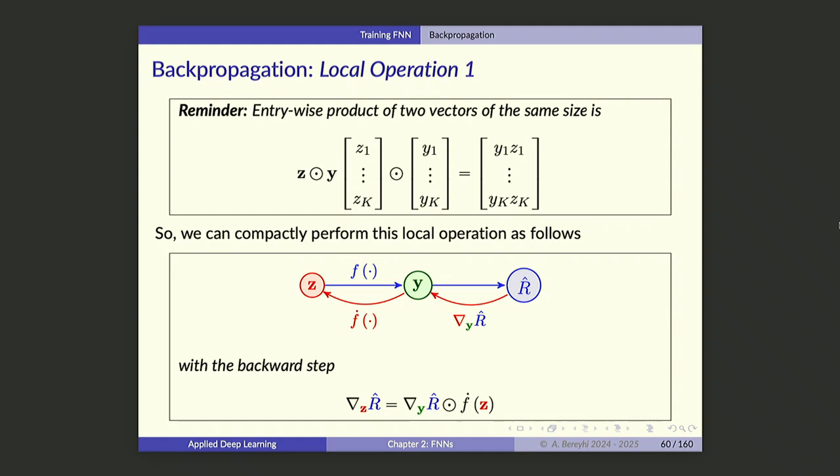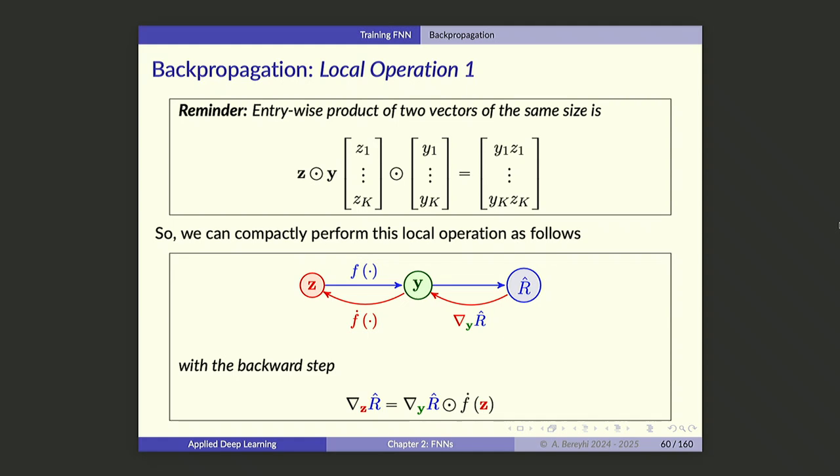So, moral of the story, if there is one entry-wise operation here, then once I want to move backward, meaning that I want to compute the gradient of r hat with respect to z, the only thing that I need to do is to apply the derivative of that function on z, so it's going to be f dot z, and do this entry-wise operation on two gradients, right? Or two vectors, okay?